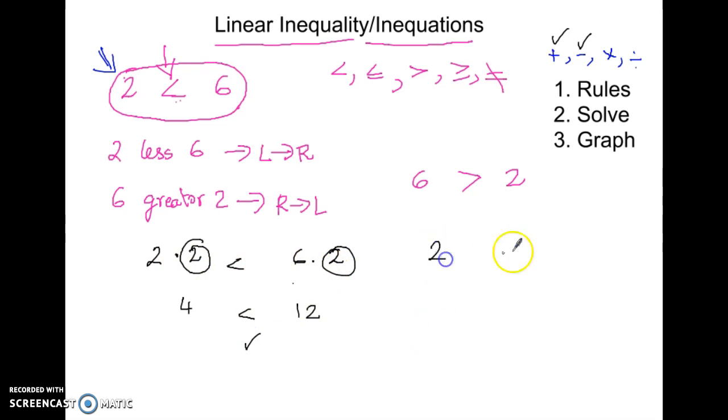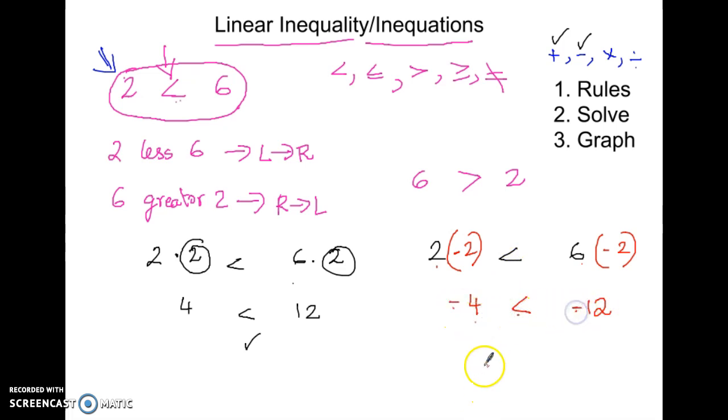But what happens if I'm going to multiply by a negative number on both sides of this inequality? So let's say I multiplied here by -2, and I multiply the right side also by -2. Here we get 2 times -2 is -4. And here we get 6 times -2 is -12. Now is this inequality true? If I write -4 is less than -12, is that true?